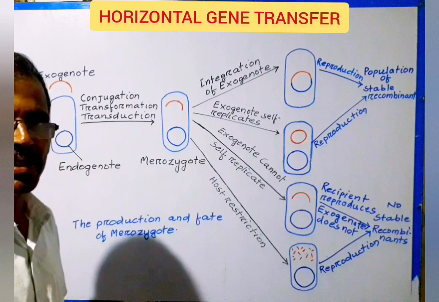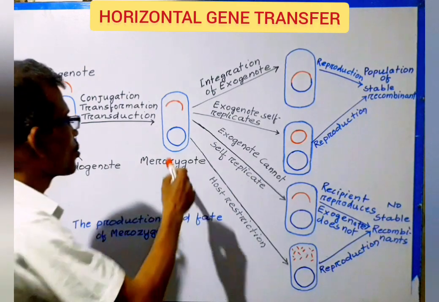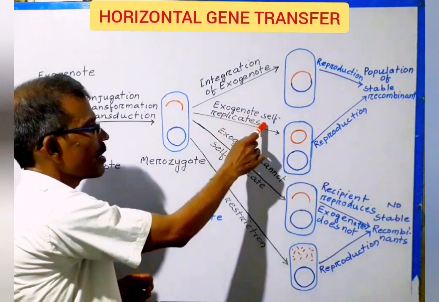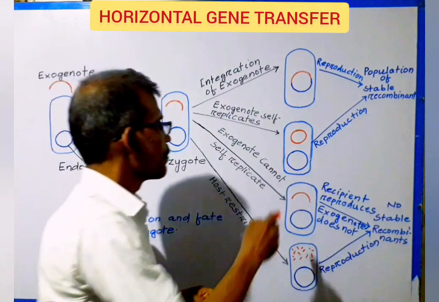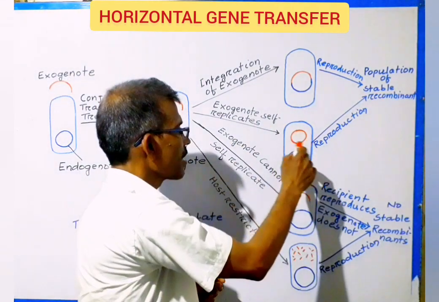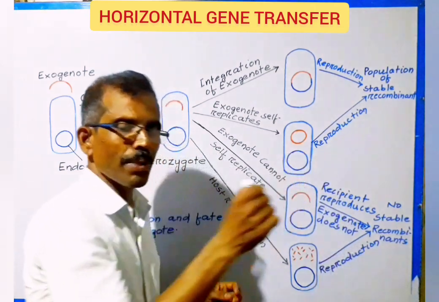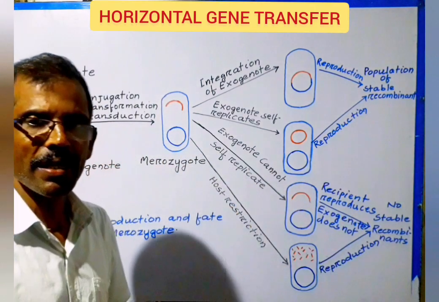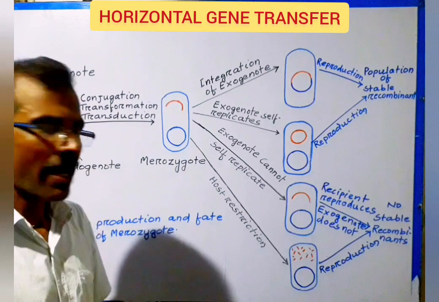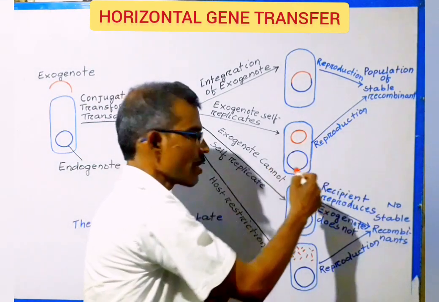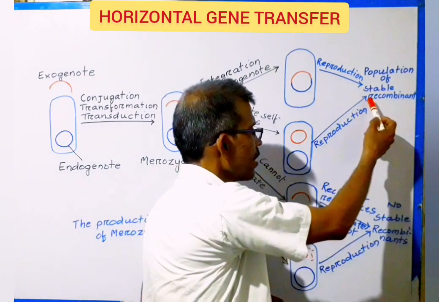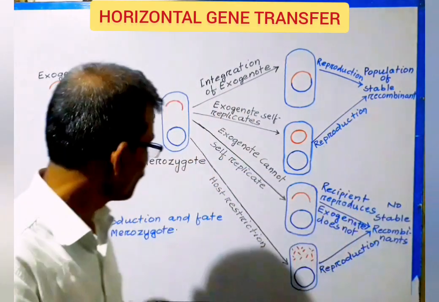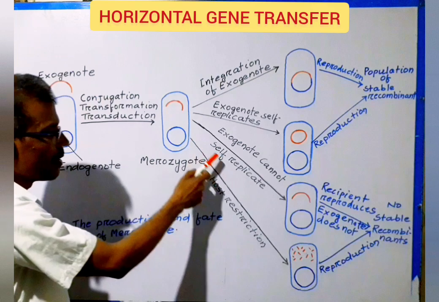In the second case, when the exogenote is self-replicating, for example if it is a plasmid, then it persists outside the endogenote, but because it is self-replicating, as the recipient cell reproduces, it gives rise to a population of stable recombinants.